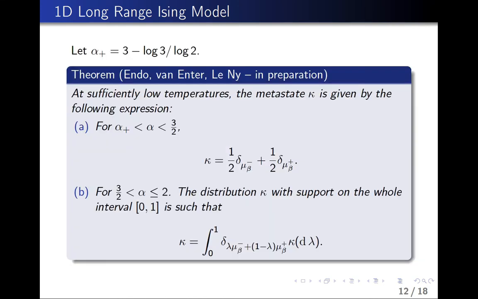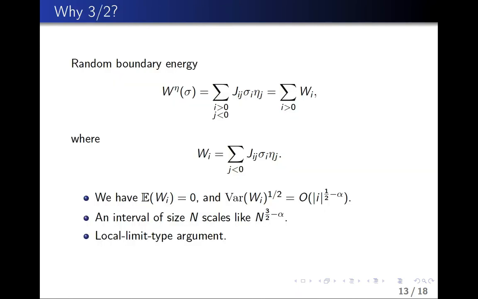Here is our main result. We show that, at sufficiently low temperature, if the decay of the interaction is slow enough, then for half of the volumes the Gibbs specifications are close to the plus Gibbs measure, while for the other half they are close to the minus Gibbs measure. If the decay is fast enough, then the metastate is supported on the whole set of the Gibbs measures. The value of 3/2 comes from the analysis of the random boundary energy.